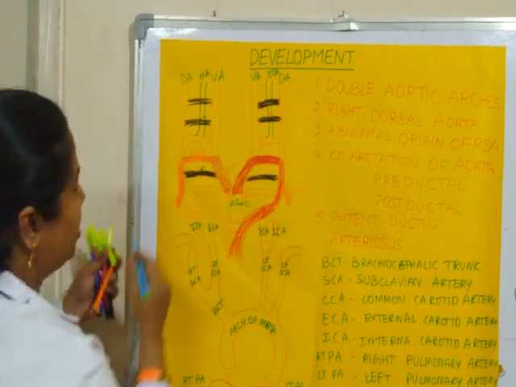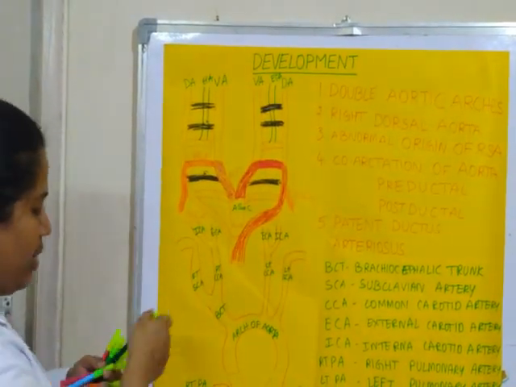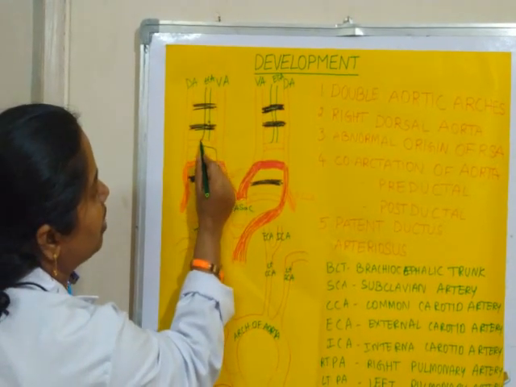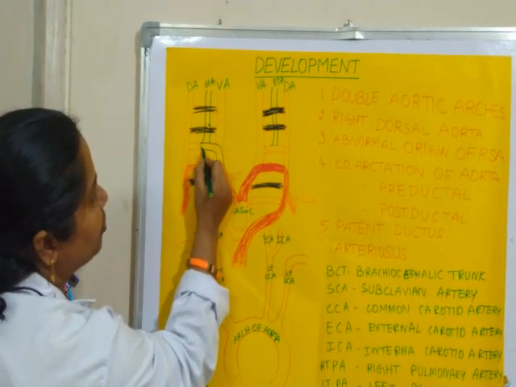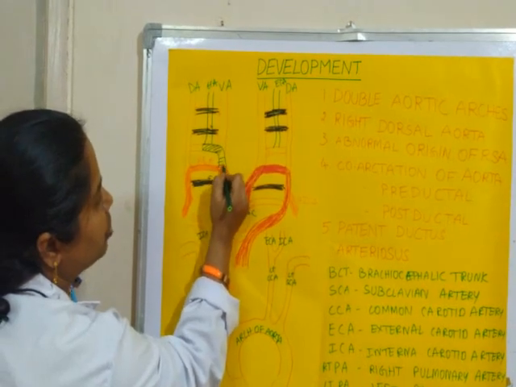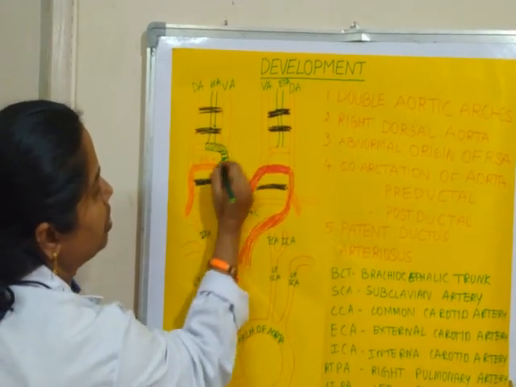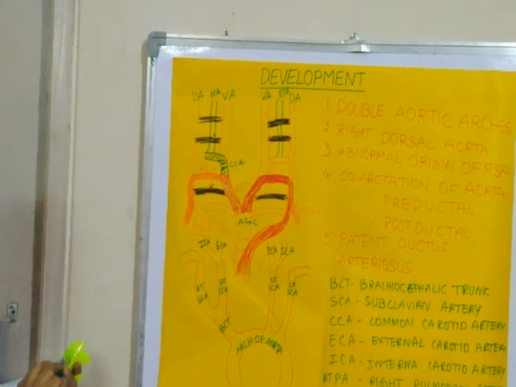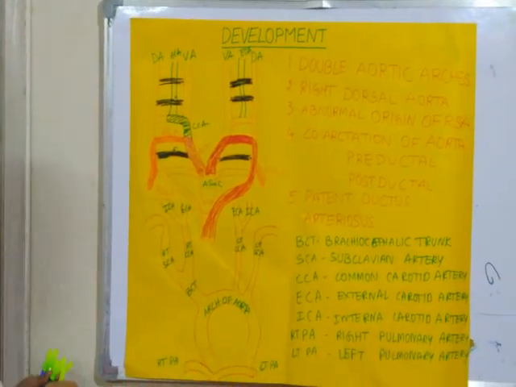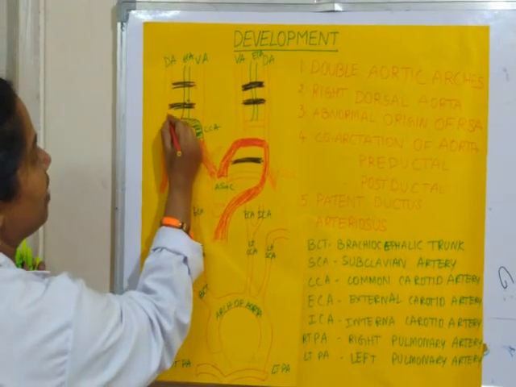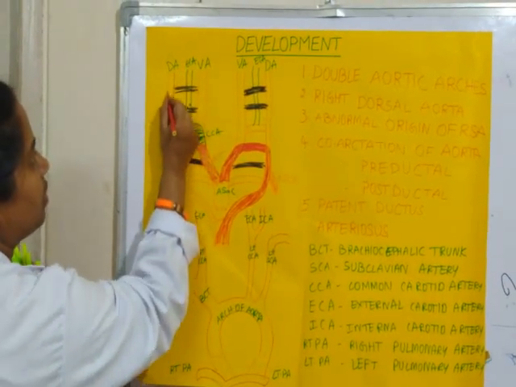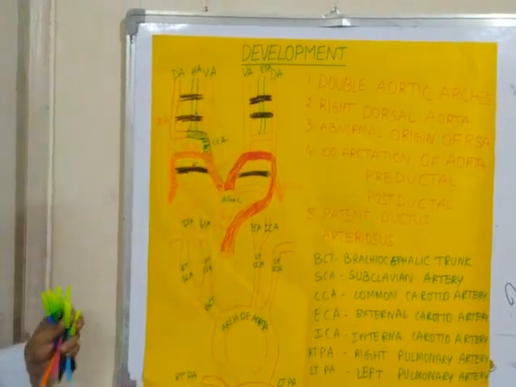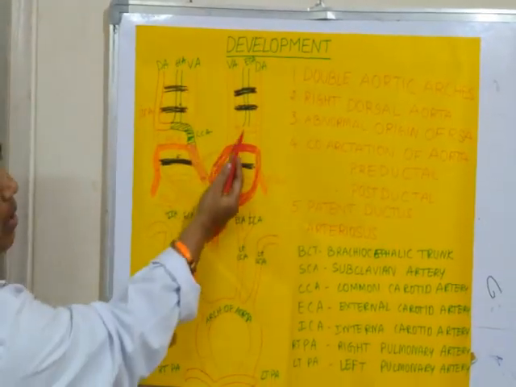External carotid artery. And the remaining part of the ventral aorta, along with a little bit of the beginning of the third arch, gives rise to the common carotid artery. And the remaining part of the third arch continues as the internal carotid artery. The same occurs on this side also.